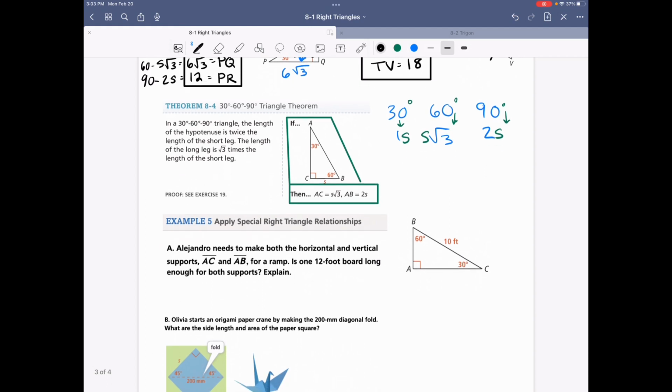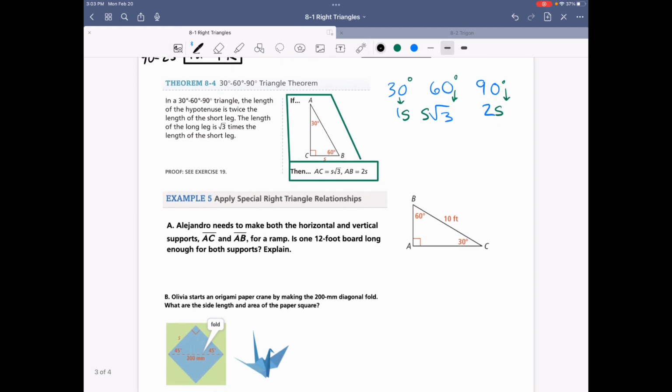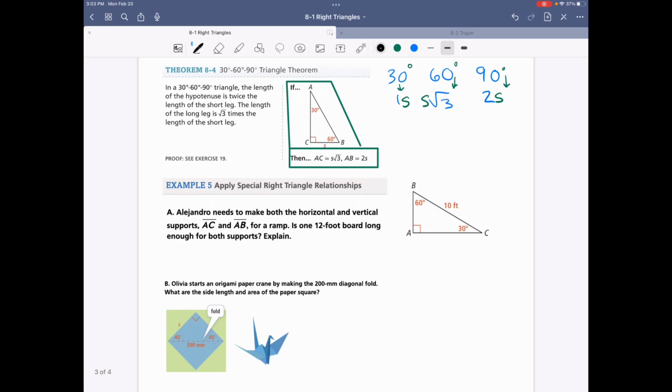For example 5, we have a 30, 60, 90 triangle. And it says Alejandro needs to make both the horizontal and vertical supports for a ramp. So horizontal is going this way, across. And the vertical support is right here, the AB going up and down. Is one 12-foot board long enough for both supports? This is like a real problem, especially with wood costs being so high.